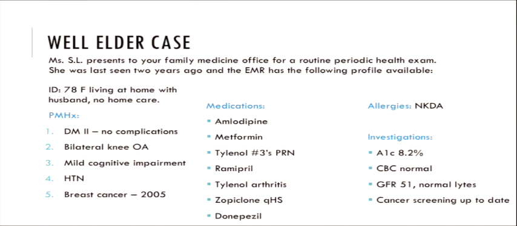And then you should be thinking, okay, they're a little bit complex, which is common. They have these things that could be interrelated, right? Maybe their hypertension was what led to their mild cognitive impairment diagnosis. Maybe they had encephalopathy. Maybe their breast cancer has a chance of coming back. Maybe their bilateral knee OA affects their mobility, which affects their diet, which worsens their diabetes, right? So this is a complex patient.